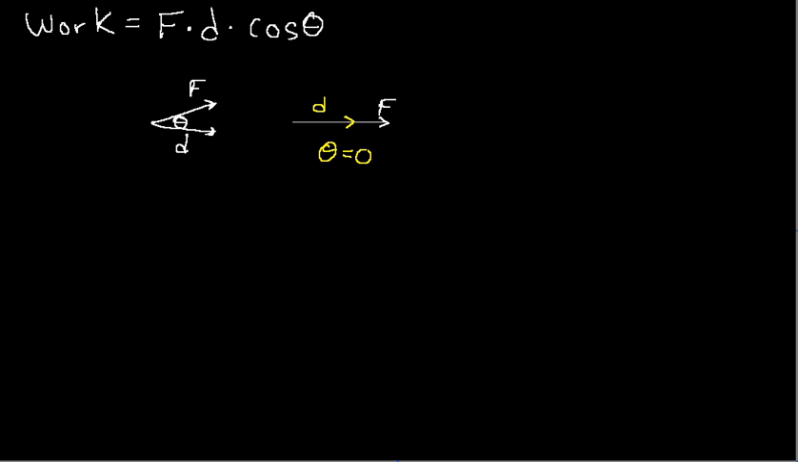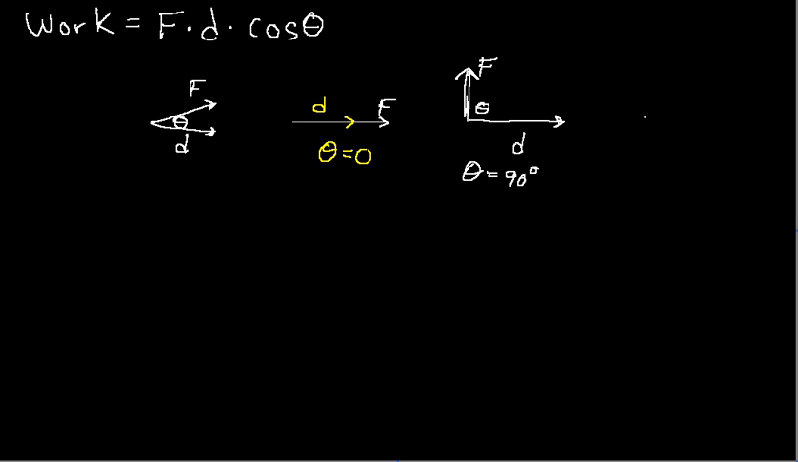Here, there you go, a couple of examples. I'm trying to do it freehand. Let's say here we have the displacement and force here. Now we've got a force that's perpendicular to the displacement, and in this case theta is going to be 90 degrees.